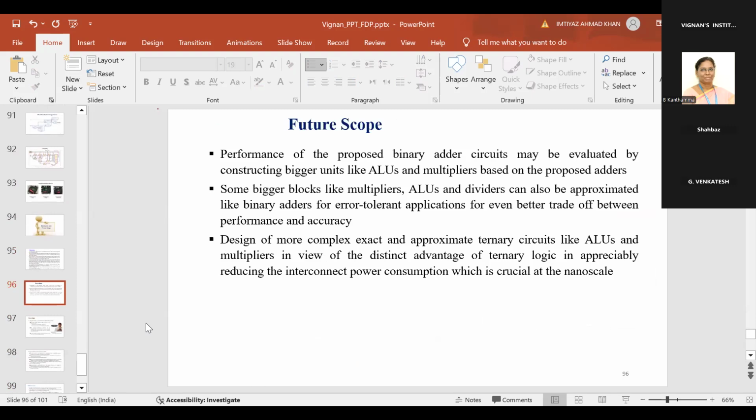I'm just explaining FPGA. You can use ASIC, using Synopsys or Cadence Virtuoso. This will be good for your job, for your research, and for your publication also.